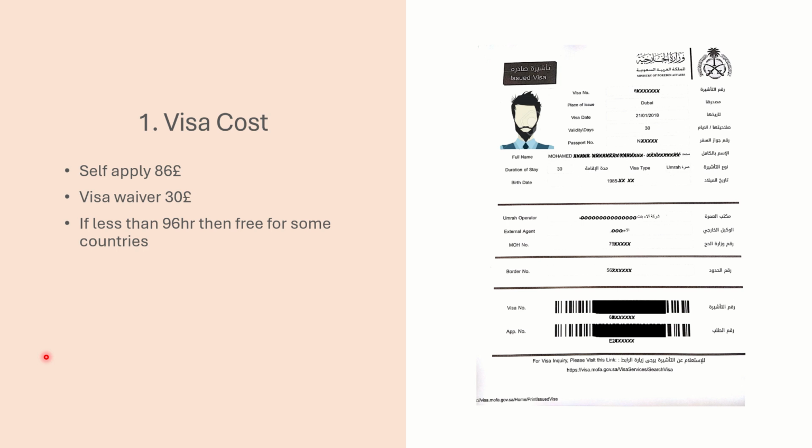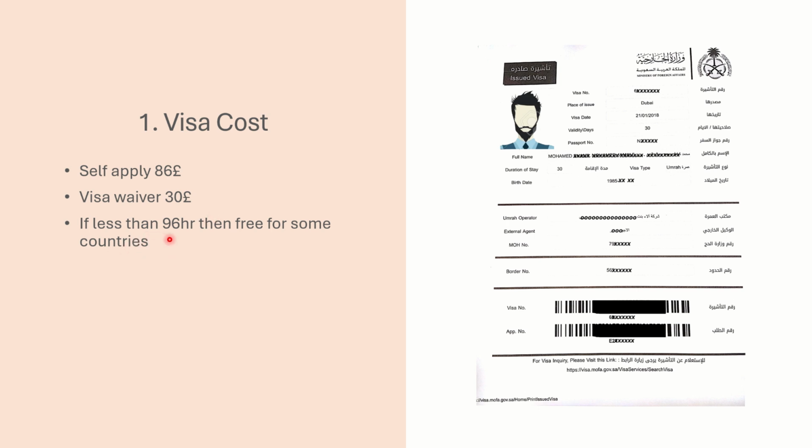Like for the people in Europe and UK, they can apply for an e-visa, and also Pakistani, Bangladeshi or Indian passport holders, if they have a valid European visa for any country, can also apply for an e-visa. The approximate cost in pounds is £86 for the e-visa. And for UK citizens only, if you have a UK passport, there is another category called visa waiver, which costs around £30. So this is the cost.